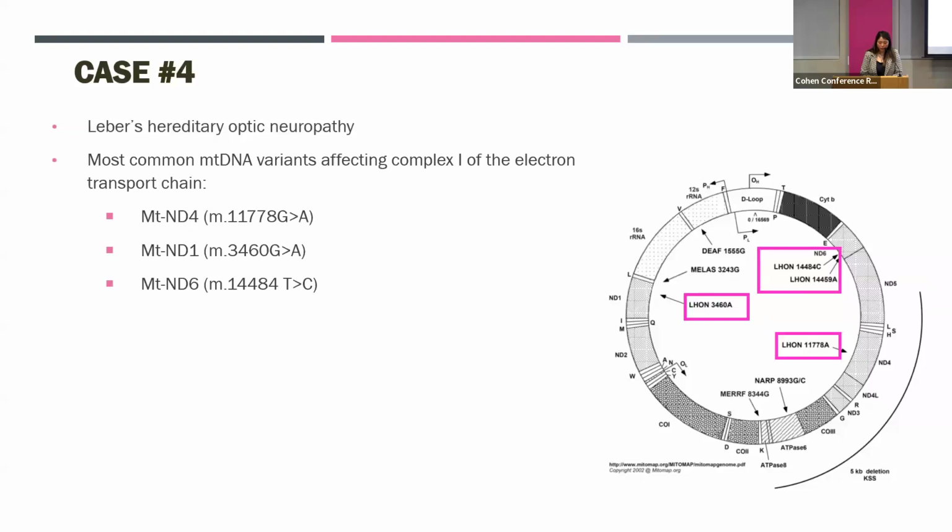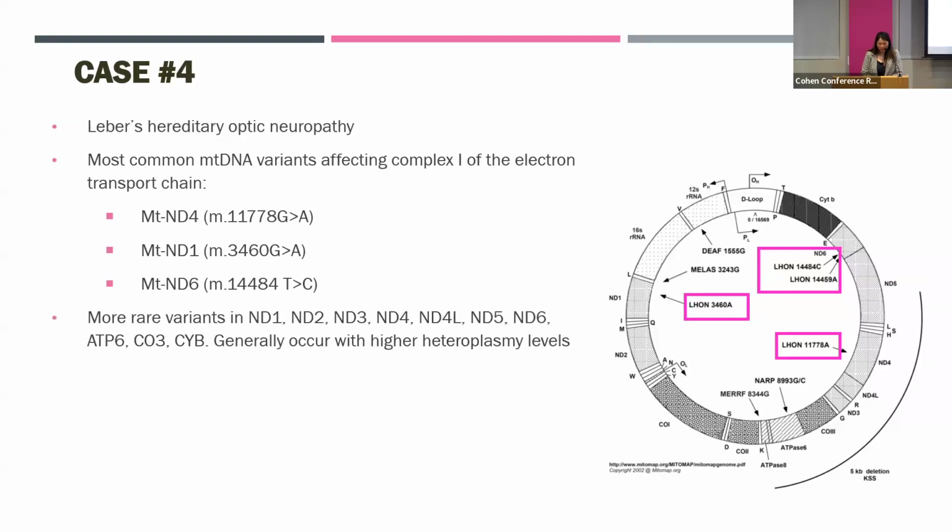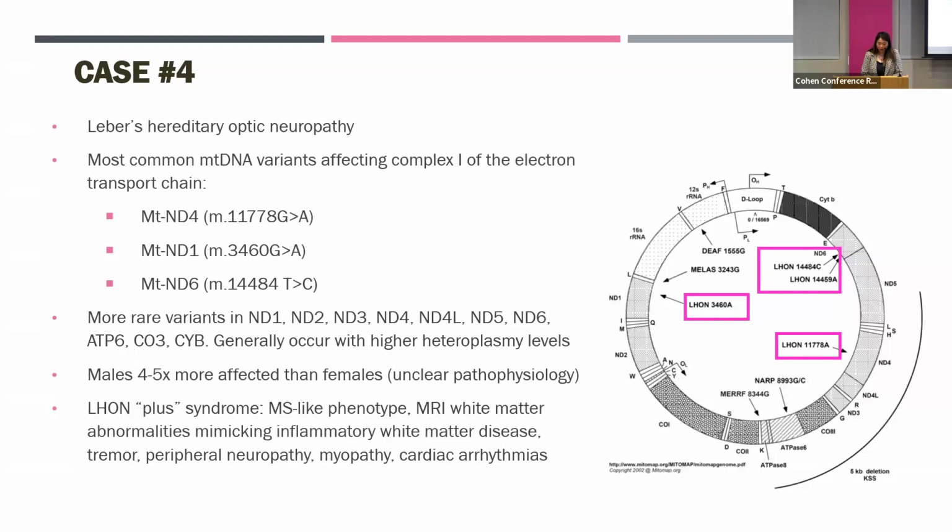There are a couple of variants, but these are the top three, the 11778, and then the other two variants are the most common three mutations associated with LHON. But there are plenty more that are reported, and I'll show you a little bit later. The 11778 being the most common variant is the variant that they've developed a gene therapy for. Males are 4 to 5 times more affected than females. We're not really sure why that is the case.